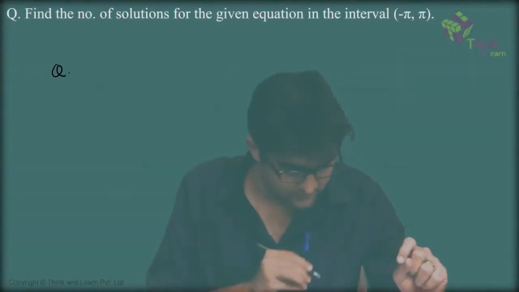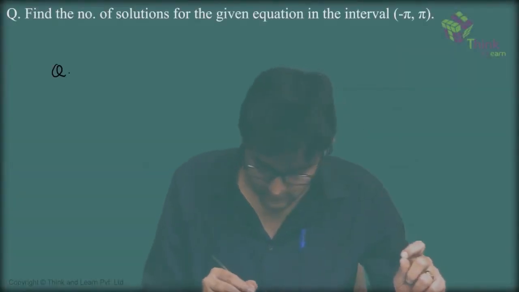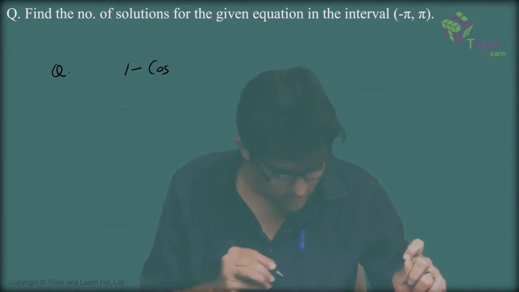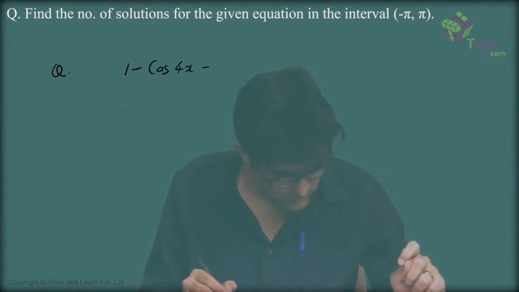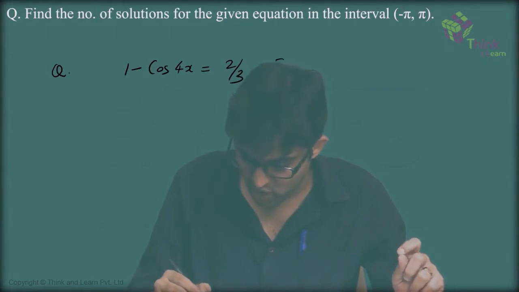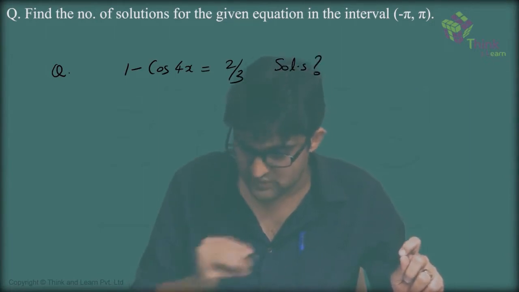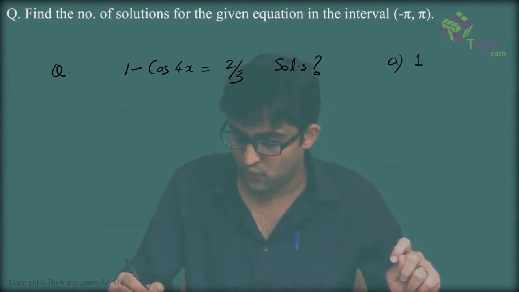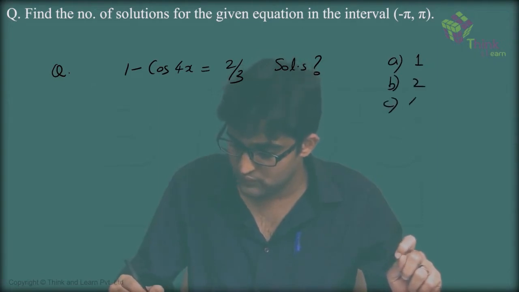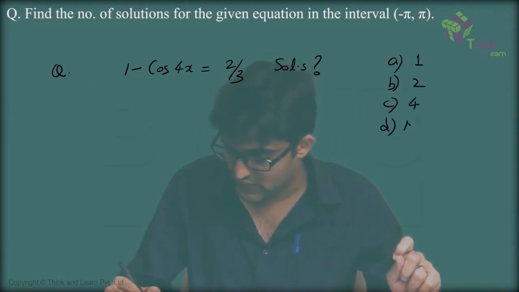Next question. 1 minus cos 4x is equal to 2 by 3. Question is, how many solutions exist for this function? 1, 2, 4, and none of these.